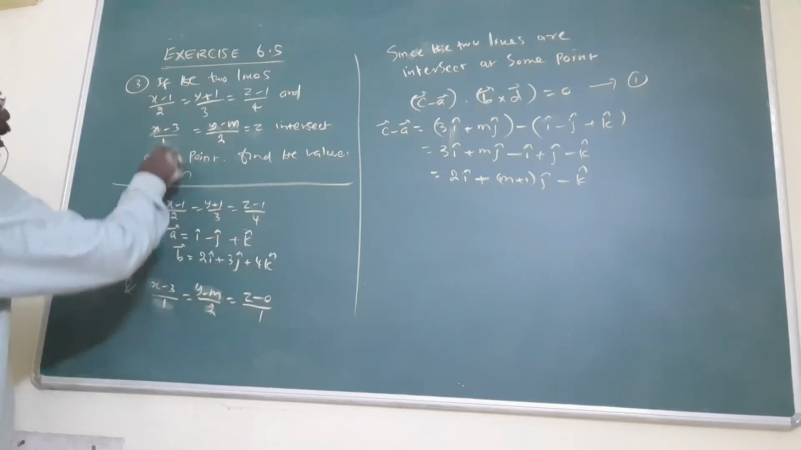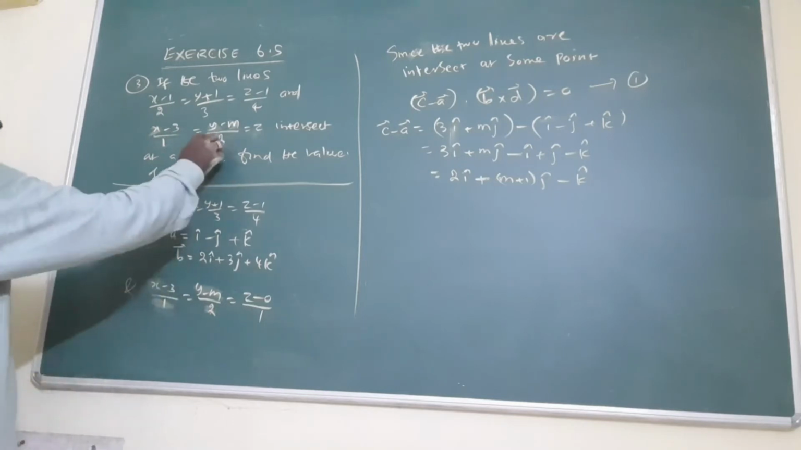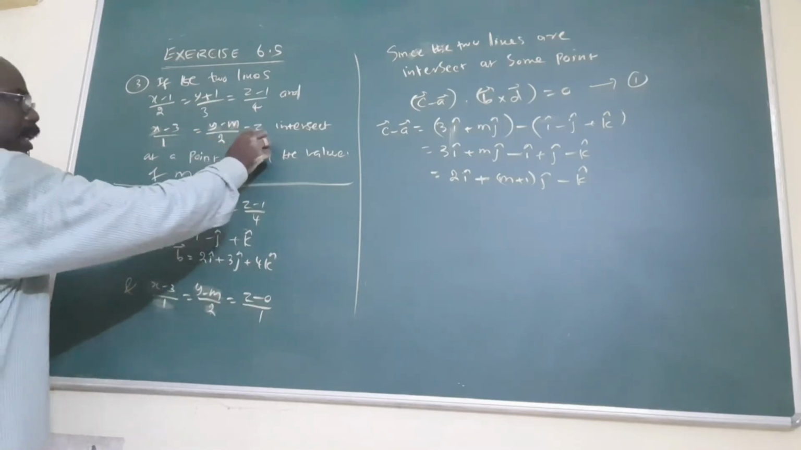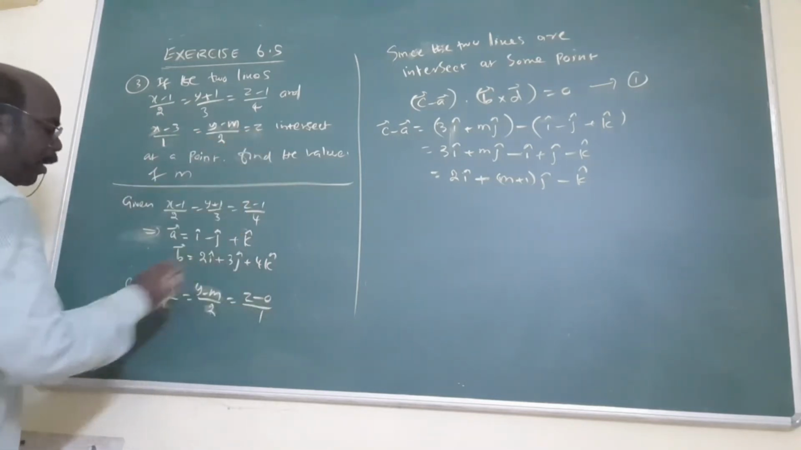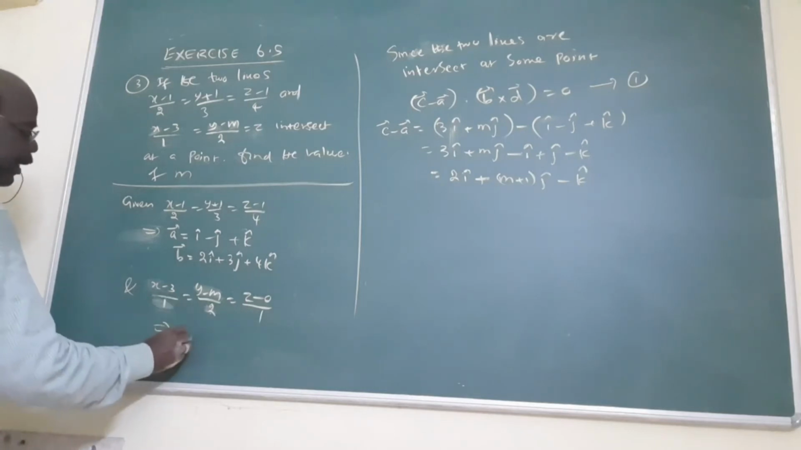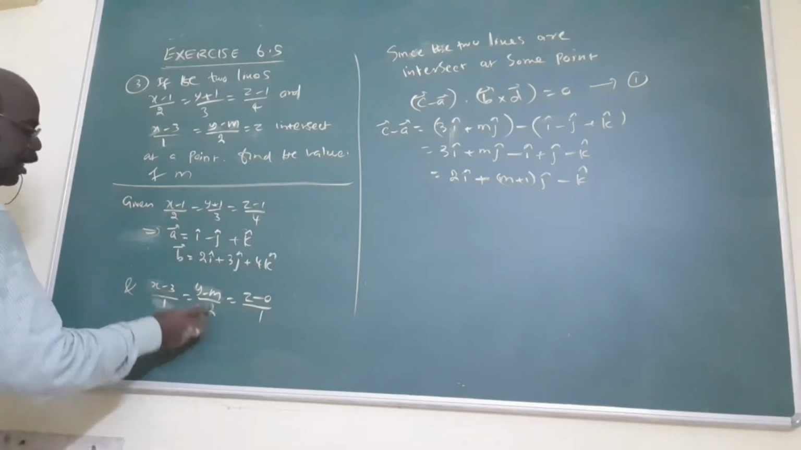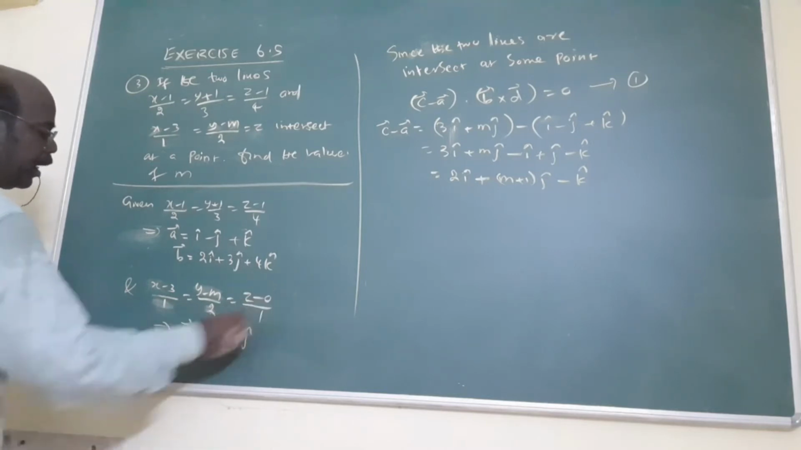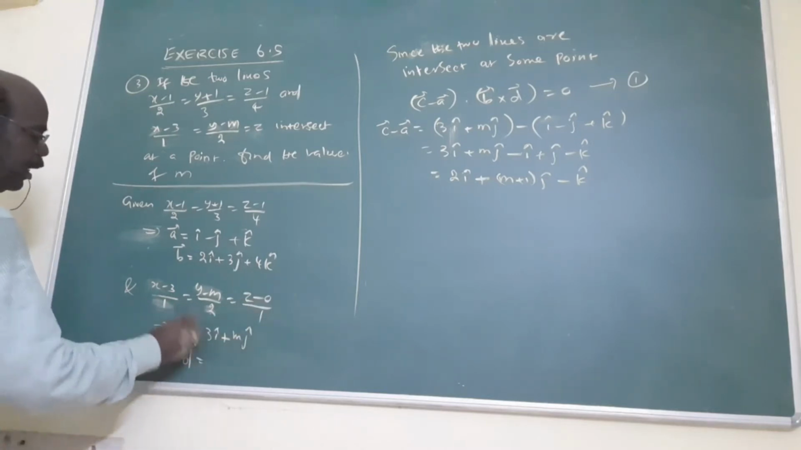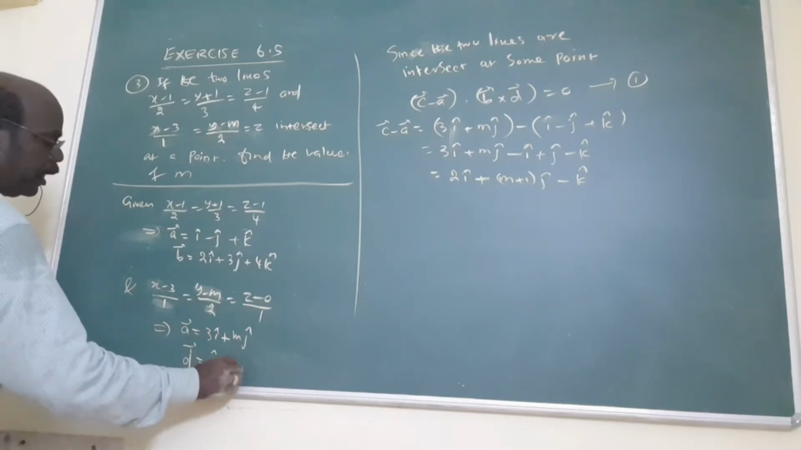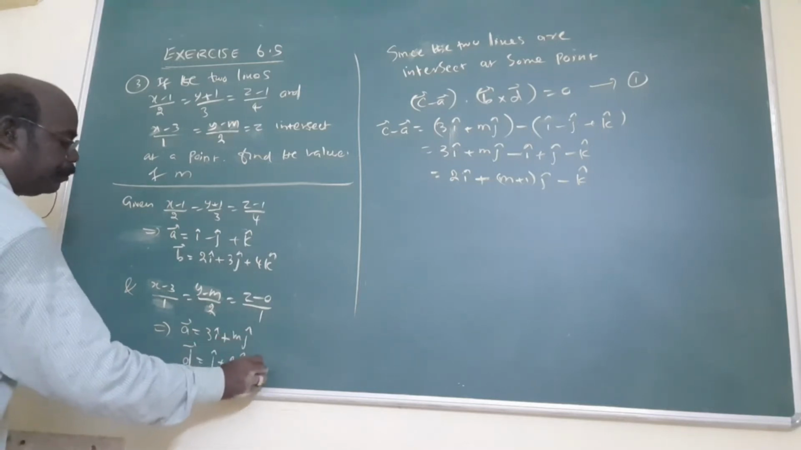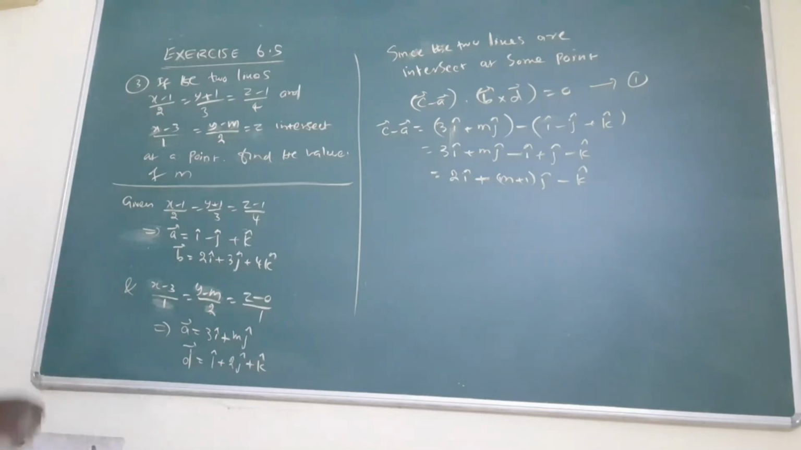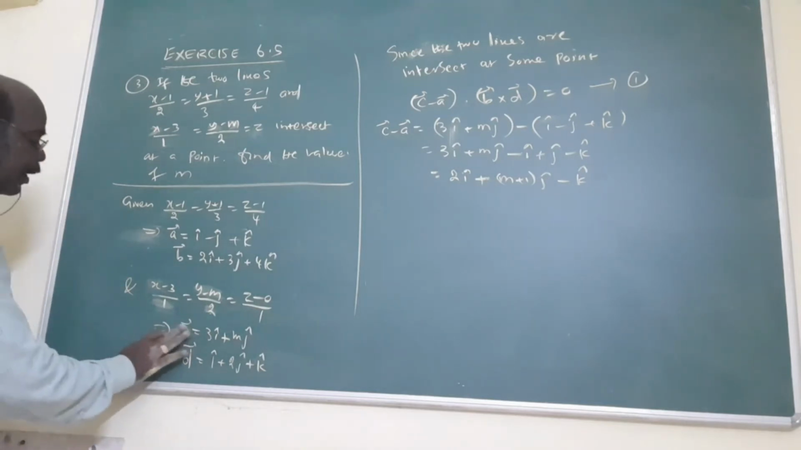Similarly, the second equation: x minus 3 by 1, y minus m by 2, z minus 0 by 1, which implies A vector is what? The point: 3i cap plus mj cap, 0 need not be written. D vector equals 1i cap, 2j cap plus 1k cap. In this way, from the equation, you will get the values of A vector, B vector, then C vector, D vector.